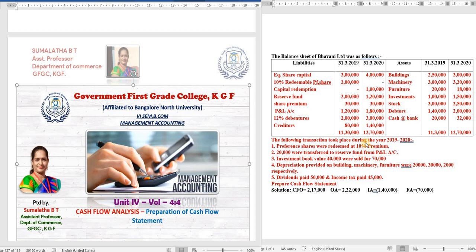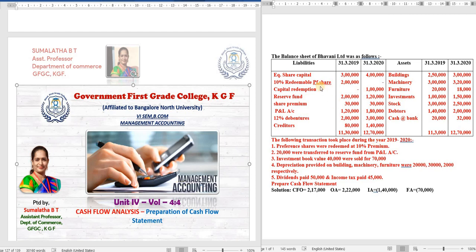Always remember, premium means we are giving an extra amount. 10% extra we are giving. When it comes with a discount, that means we reduce some amount, we give a discount to them. Premium means whatever the amount is, to that we give some extra benefit to the parties. So here, 10% redeemable preference share, 2 lakhs we are redeeming. In that we are adding 10% premium.